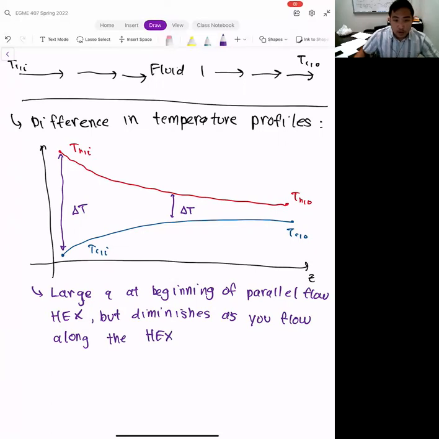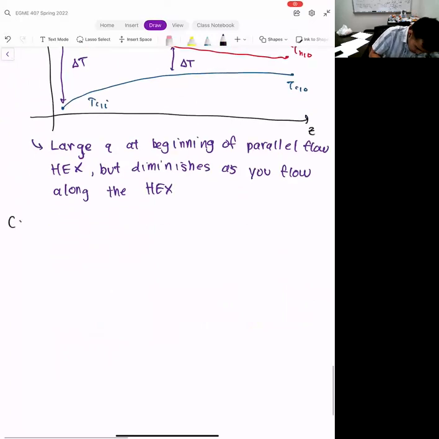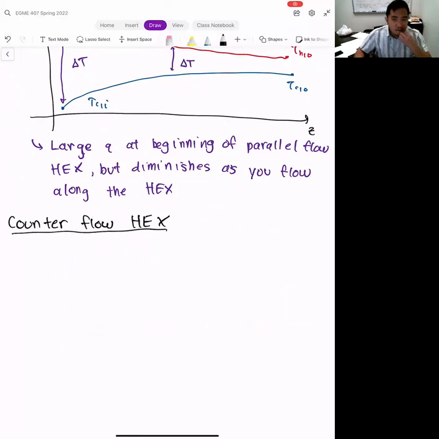All right, and so the other type of heat exchanger that we have is a counterflow heat exchanger. In these situations, the flow of the two fluids is in opposite directions.